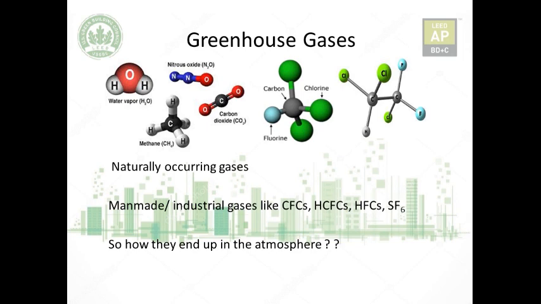There are two types of greenhouse gases mainly. When I say mainly, it means that these are the ones we are talking about and these are the most significant ones. It does not mean that these are the only gases. So there are two types: naturally occurring gases, which can be like water vapors, methane, carbon dioxide, nitrous oxide. And then the second one is man-made or industrial gases like CFCs, HCFCs. And now we will see how they end up in the atmosphere.